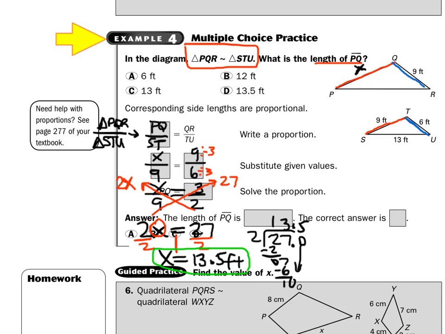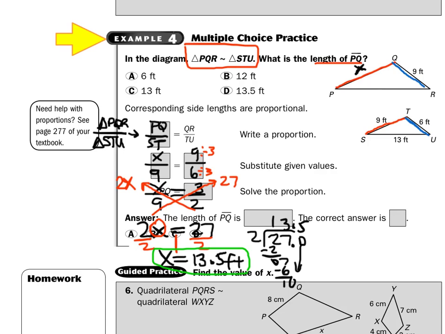So again, use the statement they gave you. Put triangle PQR on top and triangle STU on the bottom, and then set up your proportion. So I went from P to Q, the first 2 letters, over ST, the first 2 letters. Does that equal, and then I went to the next one, QR over TU. And so plug it in. From P to Q is X over, from S to T is 9, equals, and from Q to R was 9 over, from T to U was 6. And you can reduce 9 over 6, divide both by 3. So I got X over 9 equals 3 over 2.